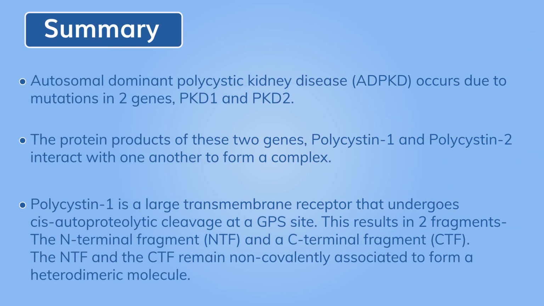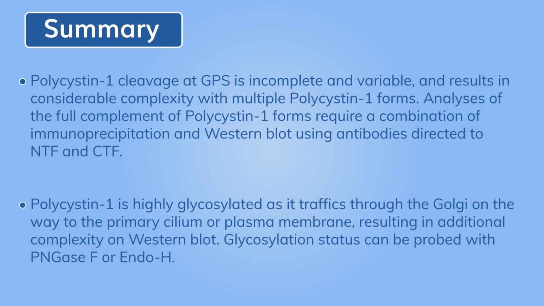In summary, autosomal dominant polycystic kidney disease, or ADPKD, occurs due to mutations in two genes, PKD1 and PKD2. The protein products of these two genes, polycystin-1 and polycystin-2, interact with one another to form a complex. Polycystin-1 is a large transmembrane receptor that undergoes autoproteolytic cleavage at a GPS site. This results in two fragments, the N-terminal fragment, or NTF, and a C-terminal fragment, or CTF. The NTF and the CTF remain non-covalently associated to form a heterodimeric molecule.